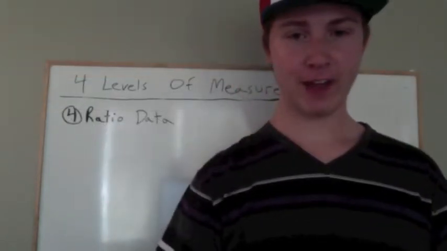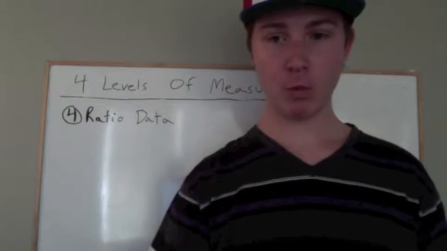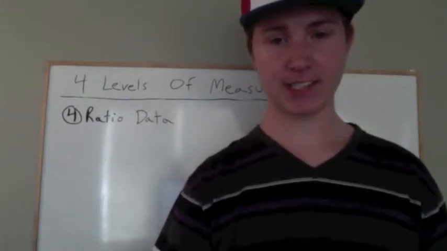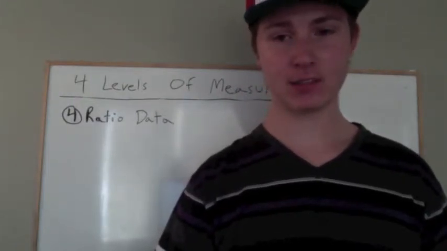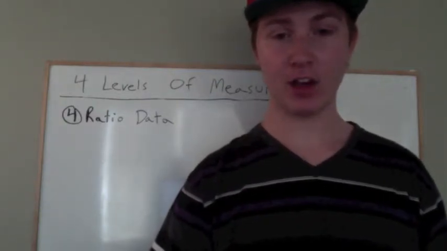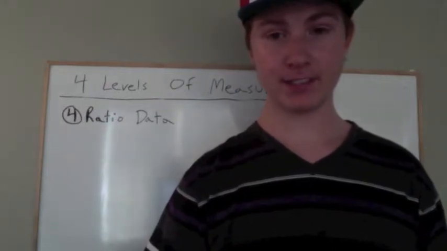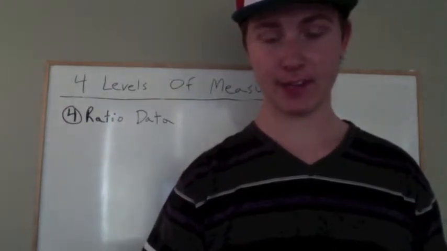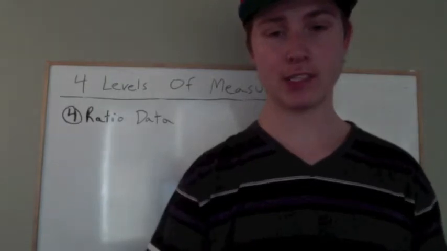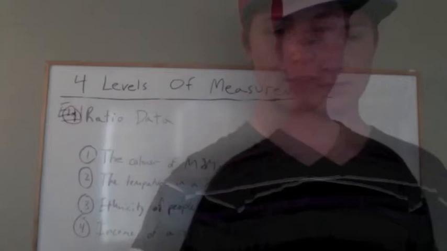The fourth and final level of measurement is ratio data. It is simply when there is a natural zero, such as time or even people in a classroom or even income, because they all have a natural zero. Finally, if you answered yes to the data having a natural zero, then you know it has to be ratio data because there's nothing higher than ratio data.